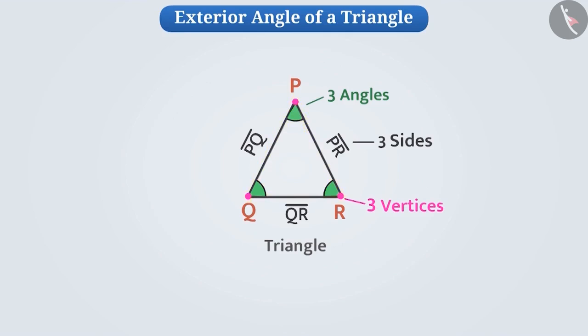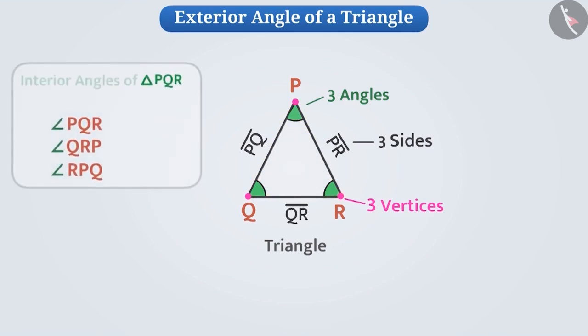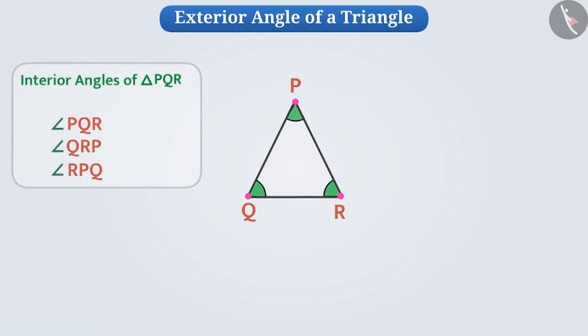As you can see, all these angles are interior angles of triangle PQR. When we extend one side of the triangle, like here, side QR is extended to S, then we get an angle. Can you tell me, what can we call this angle? Think for a while. Let me tell you. Since it is an angle located in the exterior of the triangle, we will call it the exterior angle of the triangle.